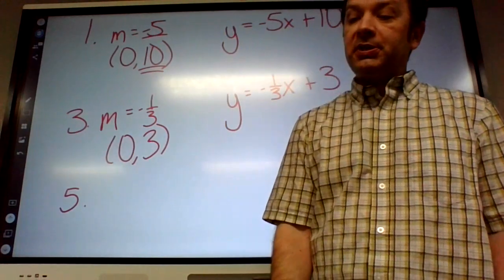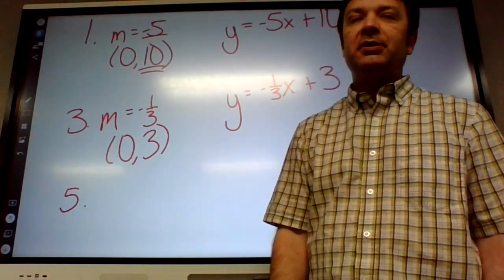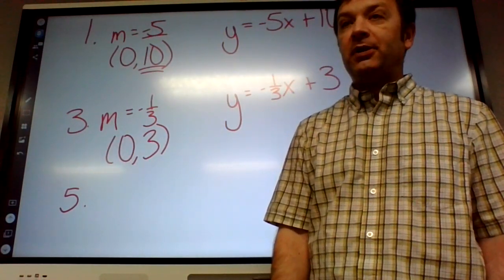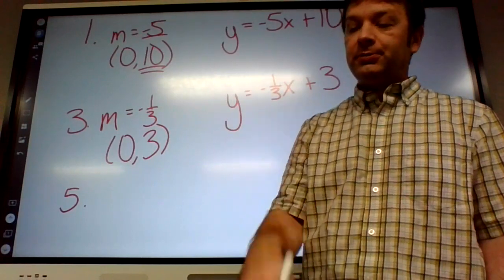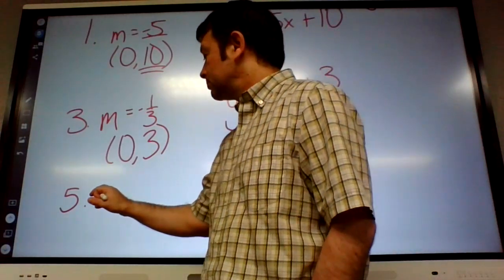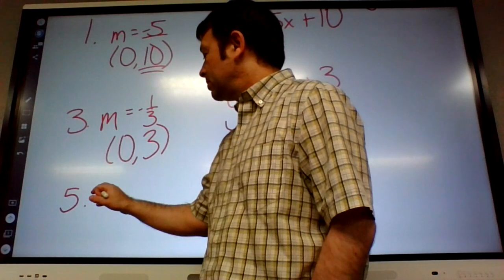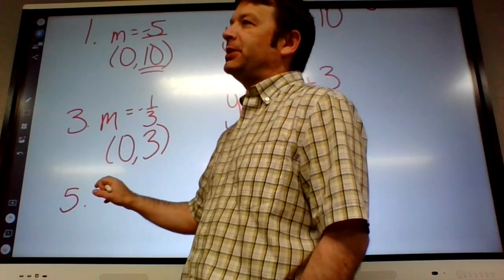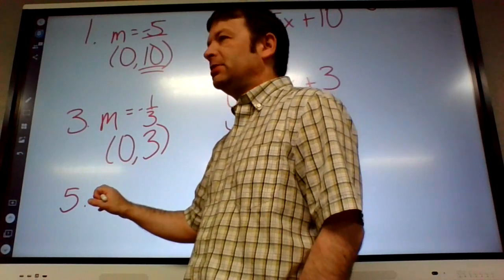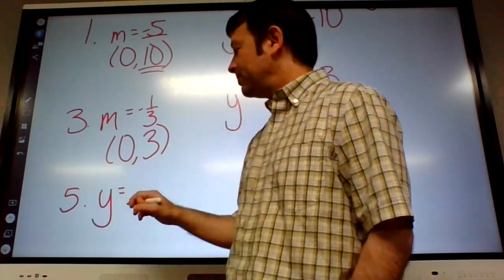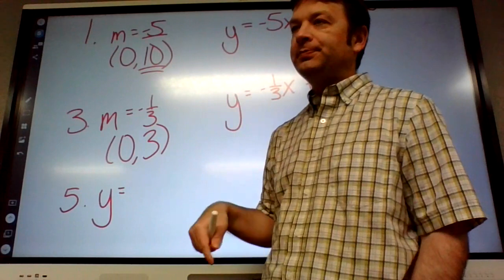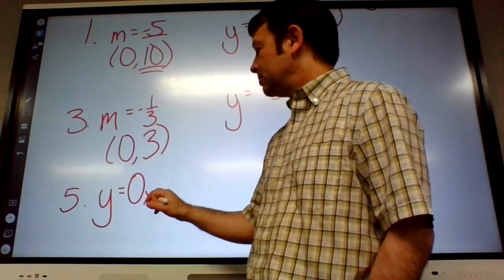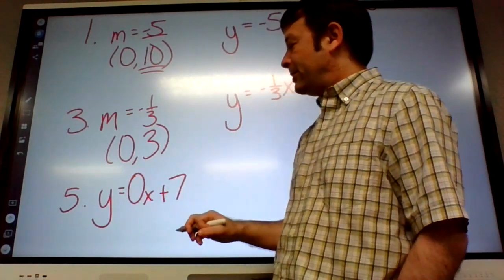Okay, so who can tell me, well, number 5 is a little bit weird. Who can tell me what we'd write for number 5? Yeah, Luke. M equals 0x plus 7. Okay, well, you started a little bit wrong. Say it again, try again. Y equals, that's what you said wrong. Go ahead. 0x plus 7? Yeah, I would accept that.